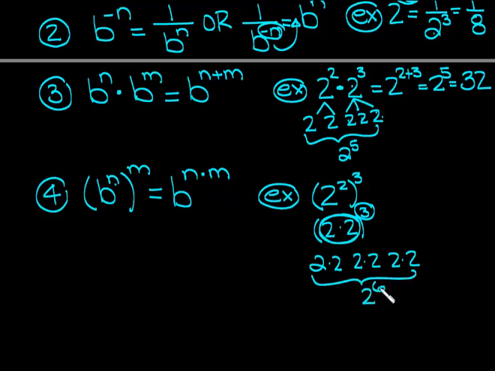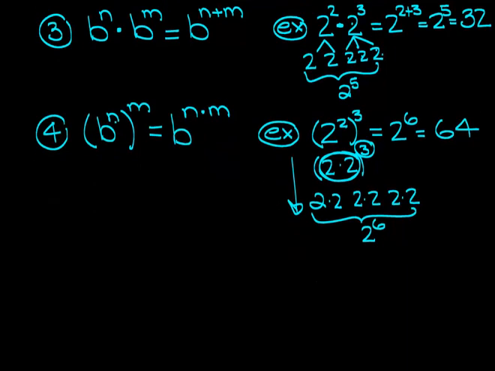2 raised to 6. So instead of going through all that work, I can just use this property, which tells me what? If you have an exponent raised to another exponent, you can just multiply those exponents, and we get 2 to the 6, and 2 to the 6 is 64. 2 times 2 times 2, 6 times is 64. So again, I've given you the explanation why these properties work.